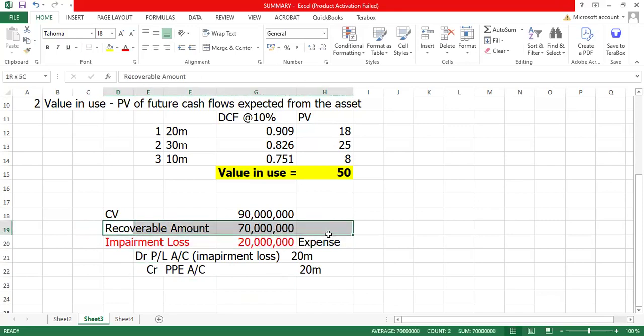And also going forward, as you depreciate your asset, you must depreciate based on the recoverable amount. Okay? Based on the recoverable amount.